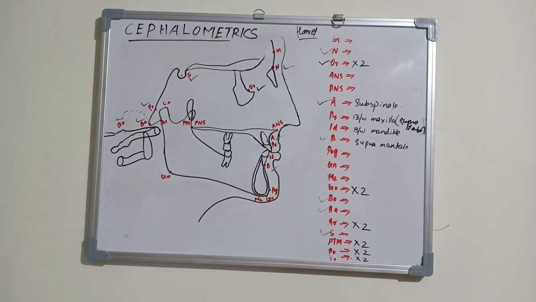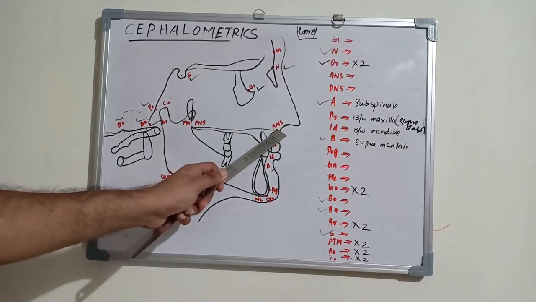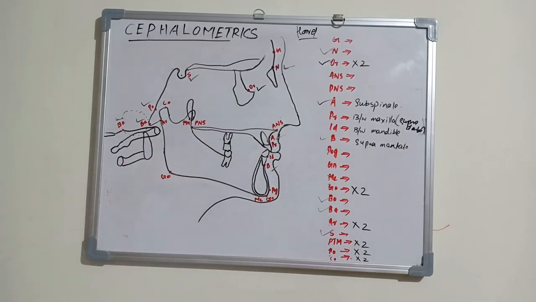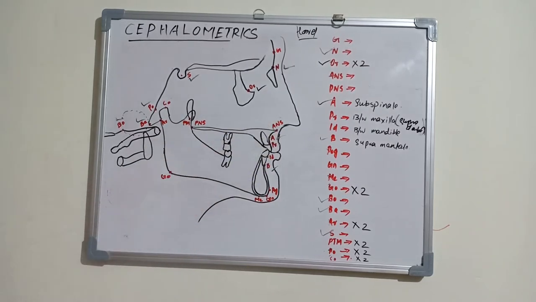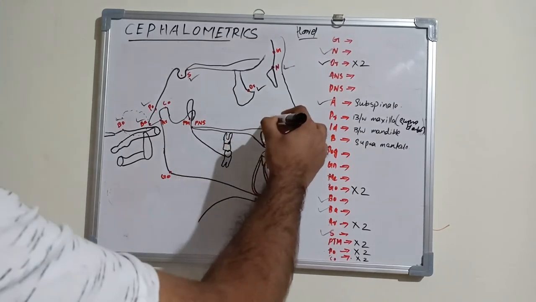Now we have anterior nasal spine. This is the anterior most portion of the maxilla. It is a very sharp bony process and it is also in the midline. So the anterior most portion of the maxilla in the midline is the anterior nasal spine.